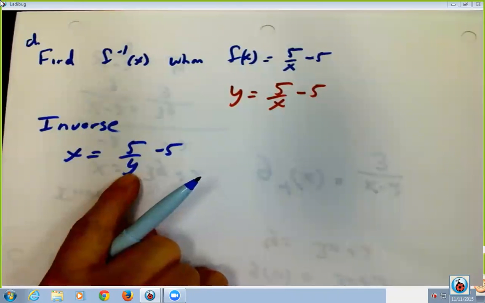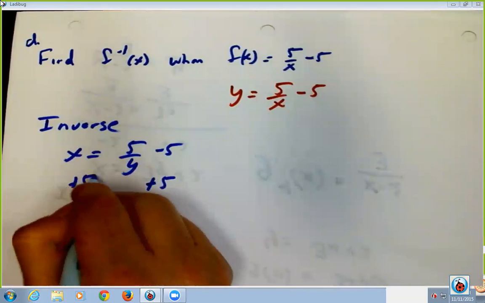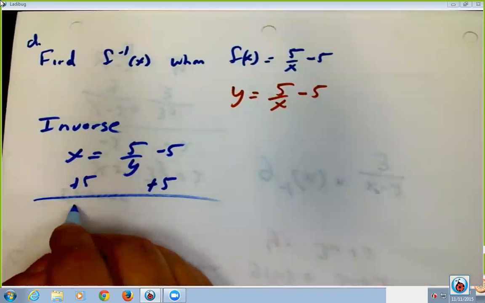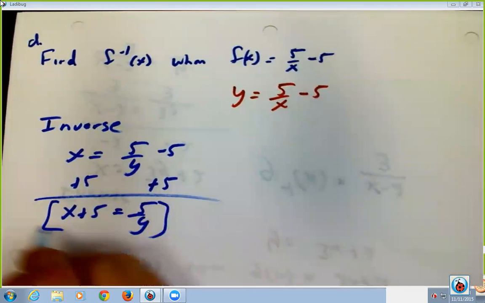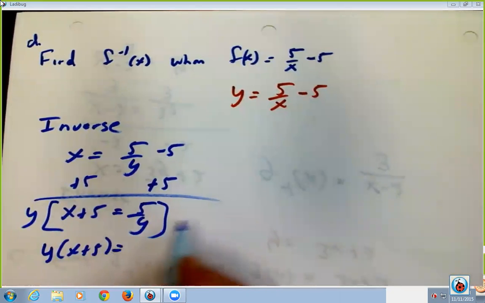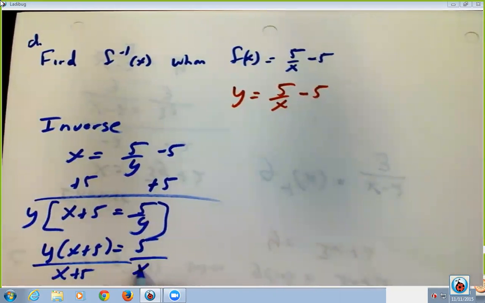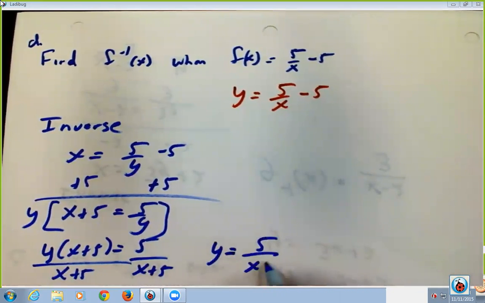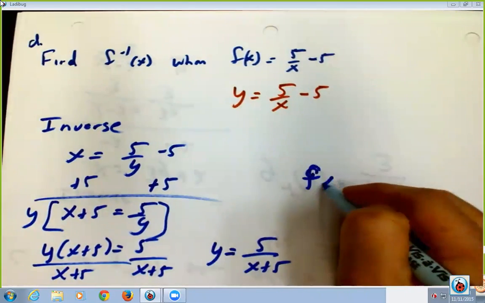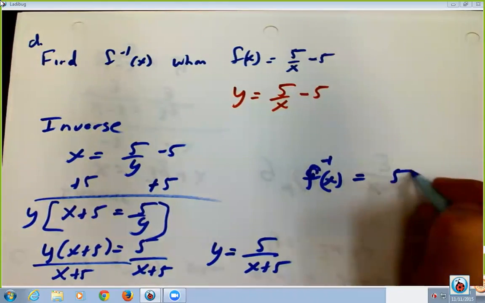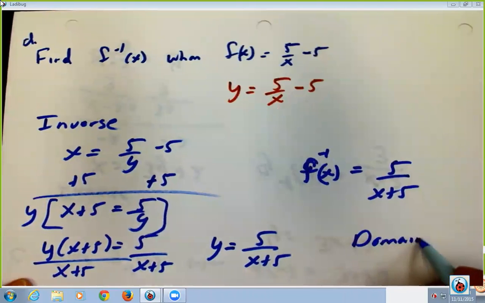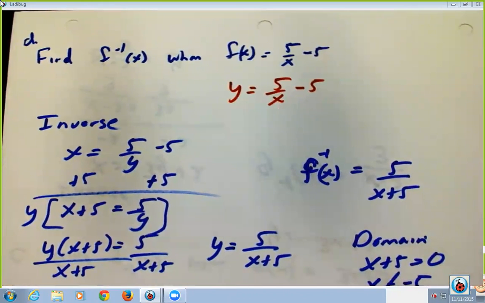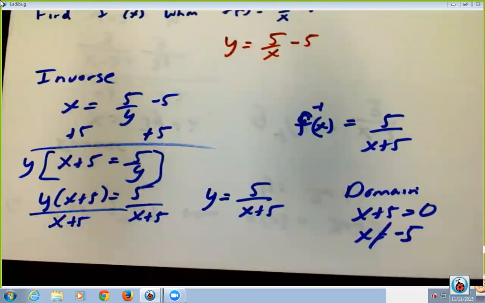Don't multiply everything by y first, okay? Get your 5 over. If you multiply everything by y first, it gets really ugly, and then you've got to factor it back out again. So don't do it at that point. Do it right at this location. And then divide off your x plus 5. And if it does ask for domain, x could never, ever, ever equal a negative 5. Okay? So we can't ever have a negative 5 in there.